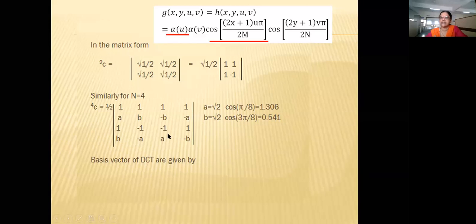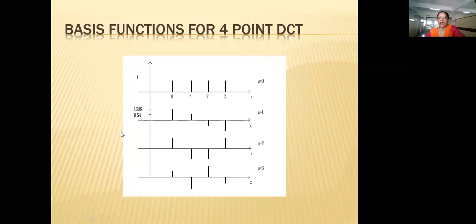When we represent it graphically, it is usually known as basis functions. So basically this alpha u into cos of (2x plus 1) u pi by 2n is the forward transformation kernel, which represents basis functions for the discrete cosine transform. So these are various names for the same thing, and various forms of the same thing, that is, DCT coefficient matrix or DCT kernel or DCT basis functions. Now, when we plot it graphically, it looks as shown here. These are basis functions for DCT when n is equal to 4.